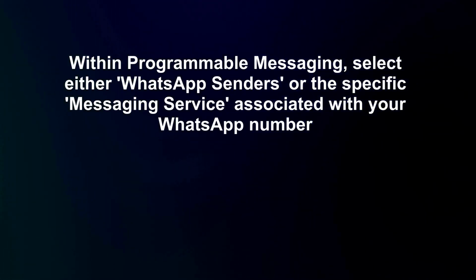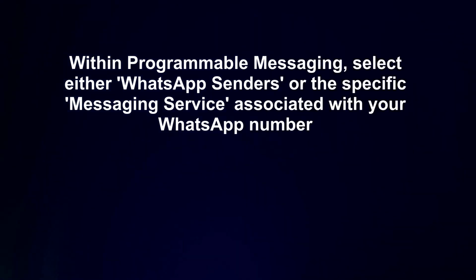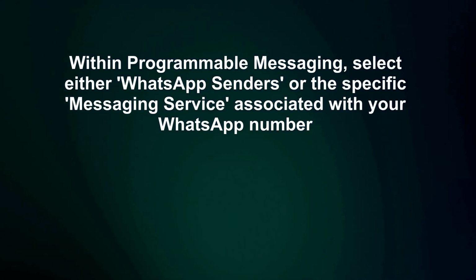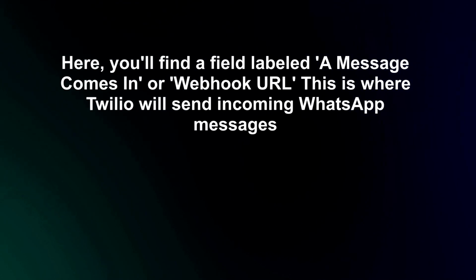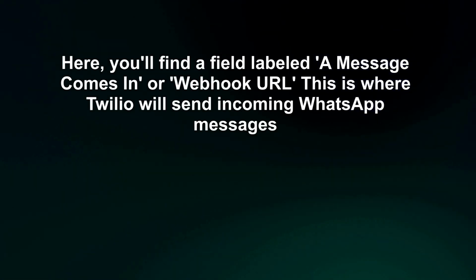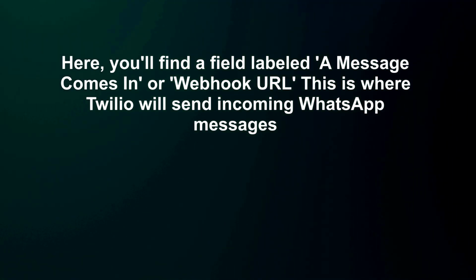Within Programmable Messaging, select either WhatsApp senders or the specific messaging service associated with your WhatsApp number. Here, you'll find a field labeled "A message comes in" or Webhook URL. This is where Twilio will send incoming WhatsApp messages.